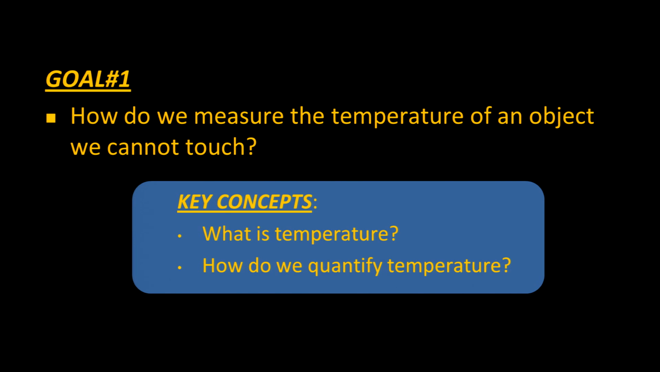So let's start with the first one. The first idea is, how can we define the concept of temperature? How can we relate it to what we see? So we want to make this connection between electromagnetic radiation, which, if you recall, is light, and temperature. So let's start with our definition.